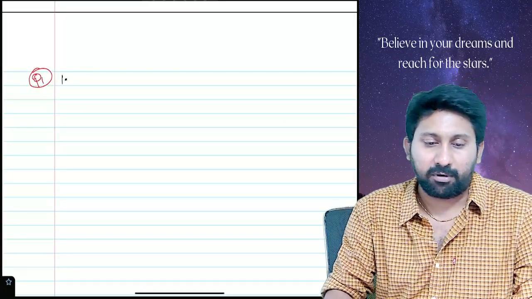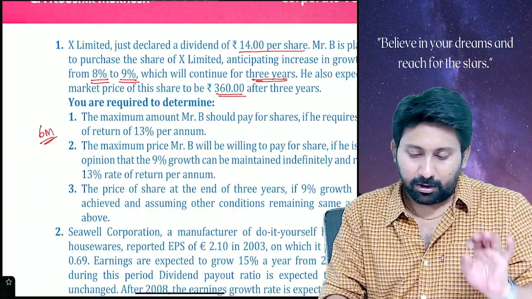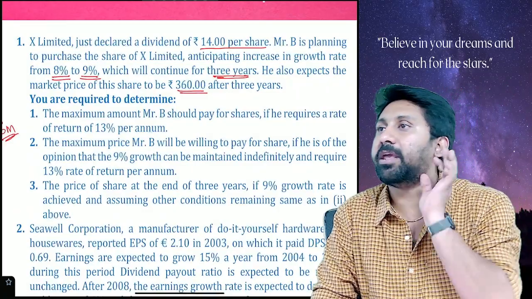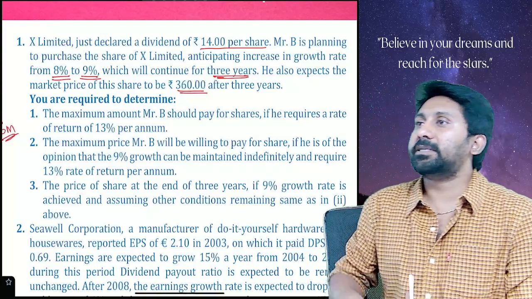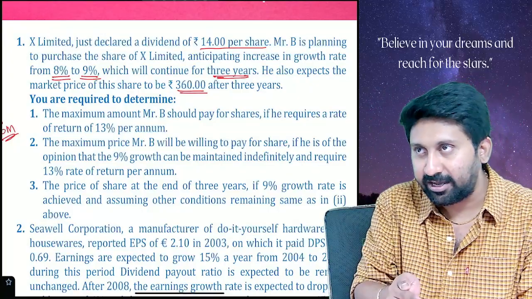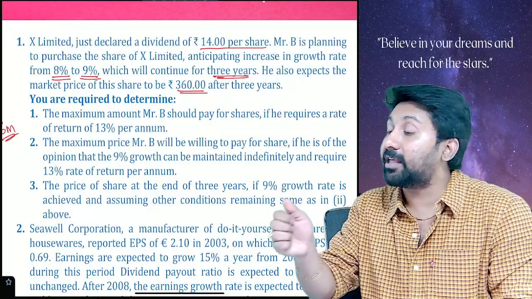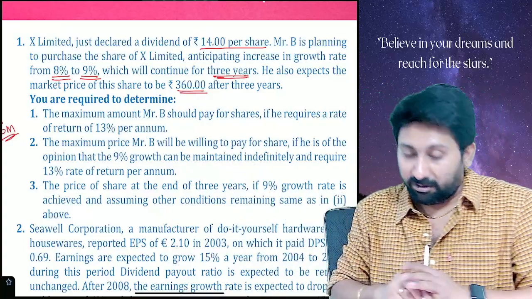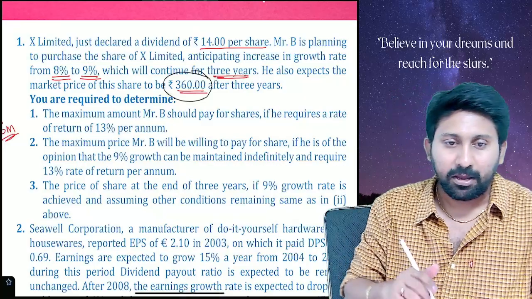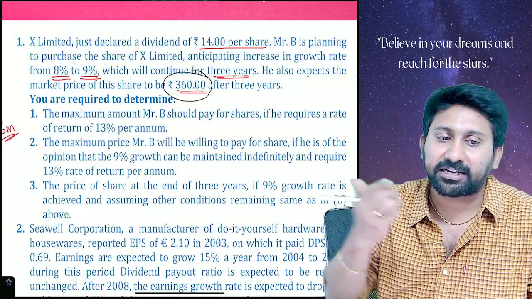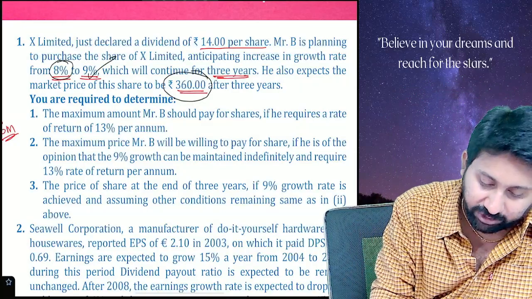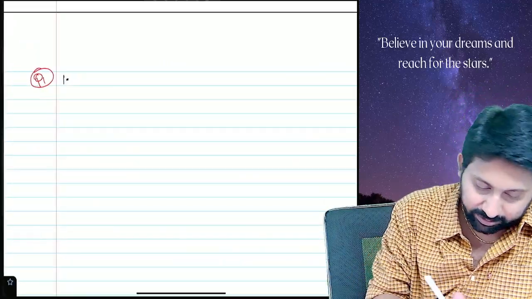Number one, tell me, this investor wanted to continue in the company for how many years? 3 years. His holding period will be 3 years. That means he will buy the share today, hold it for first year, second year, third year. At the end of third year, he will sell the share. First bit, he already gave the share price at the end of third year. How much is it? 360. What is the growth rate he is expecting for the next 3 years? 9%. Because already he said that growth will increase from 8 to 9 in the next 3 years. Correct? Tell the answers now.